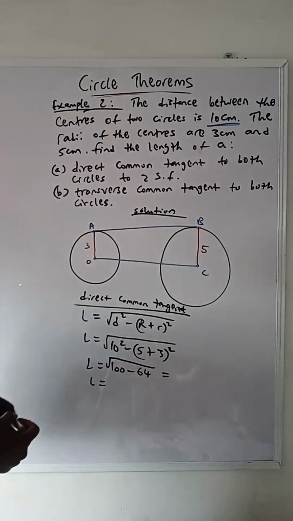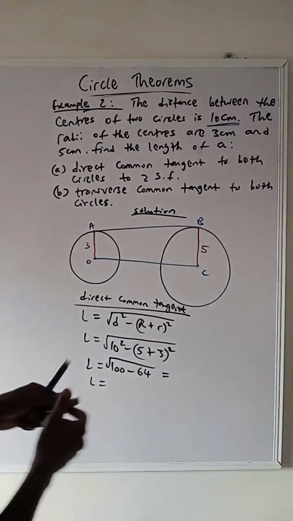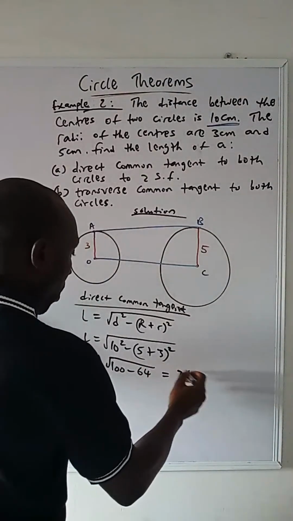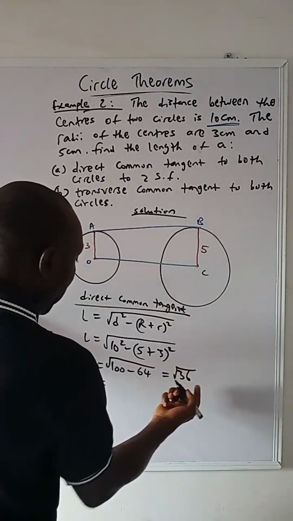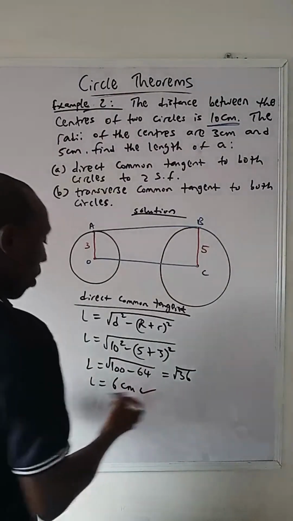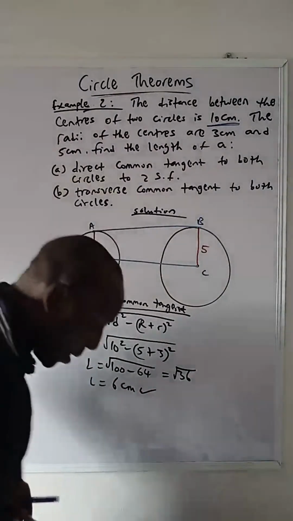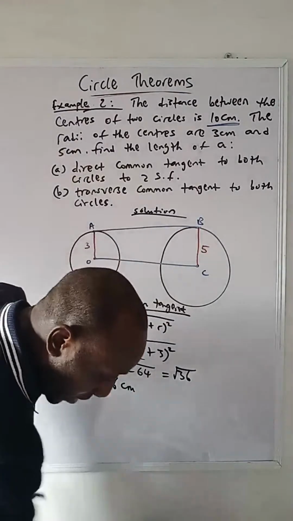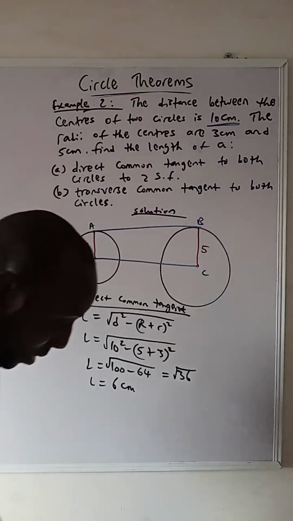And what would this be? 100 minus 64 is what? Is that not 36? And what is the square root of 36? That's 6. So the length of the tangent is what? 6 centimeters. All right, the length of the tangent is 6 centimeters.